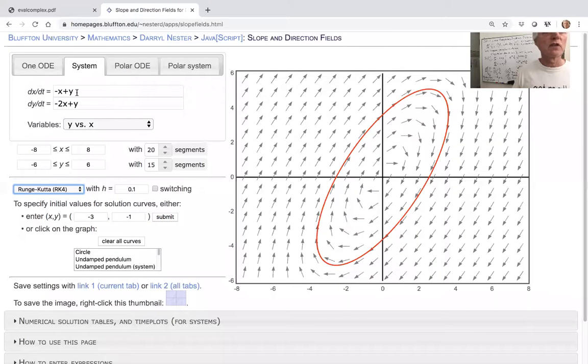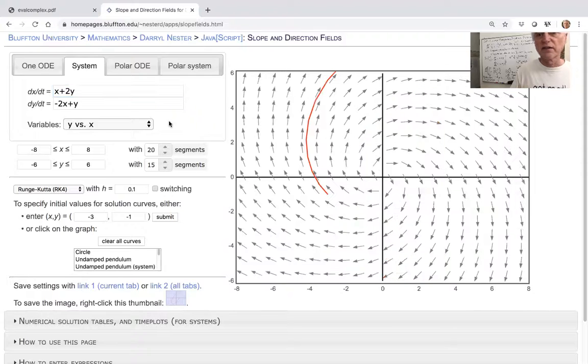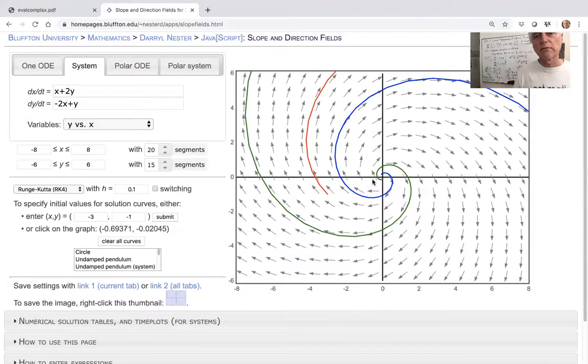Go to the slope field. 1 times x plus 2 times y, negative 2 times x plus y. I think it's there. Okay. Yes, here we do get a spiraling out. If I start really near the origin, it spirals out. Okay, cool.